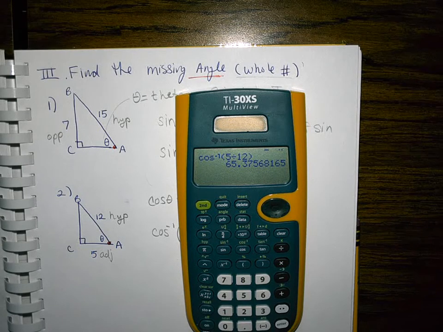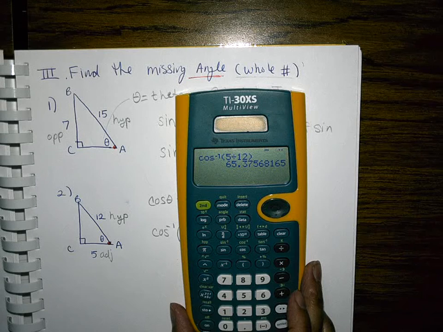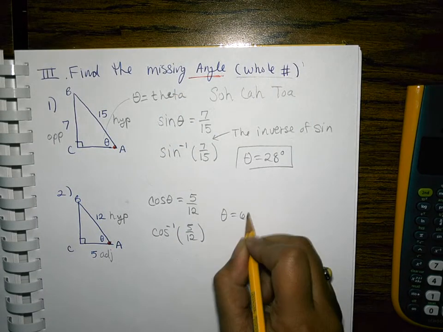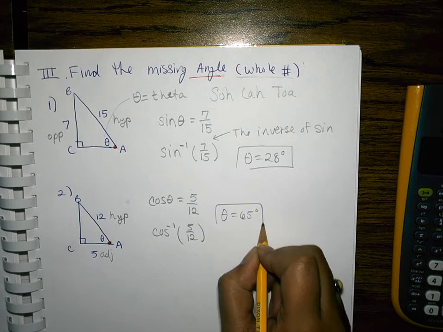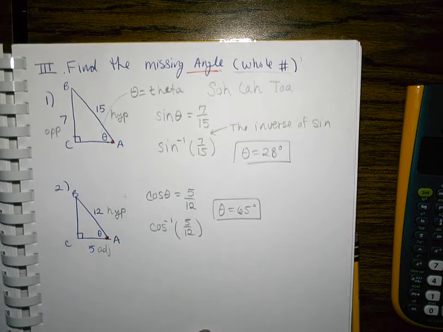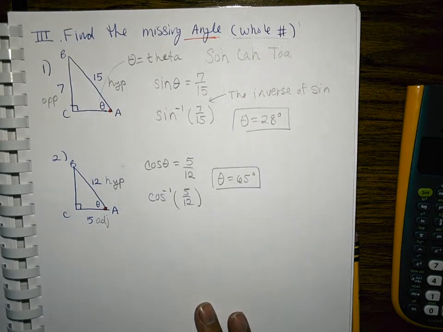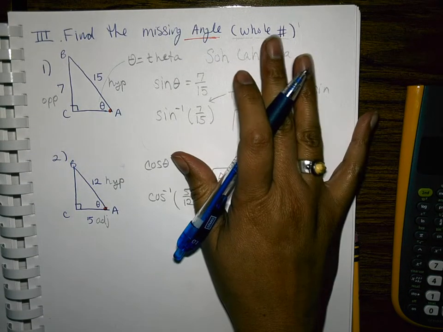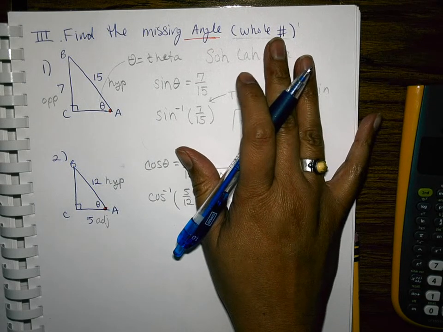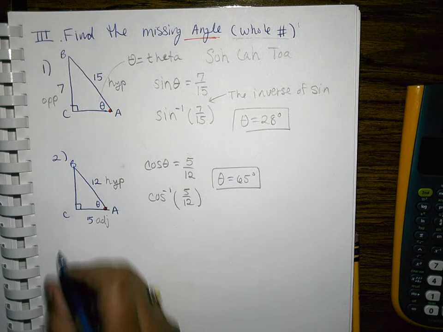All right, so we round to the nearest whole number. Is that 65 or 66? Good job, it is 65. Theta equals 65 degrees. And again, I'm rounding to the nearest whole number because it's stated here, and with angles, we will typically always round to the nearest whole number, at least in this class or this unit. Number 3.